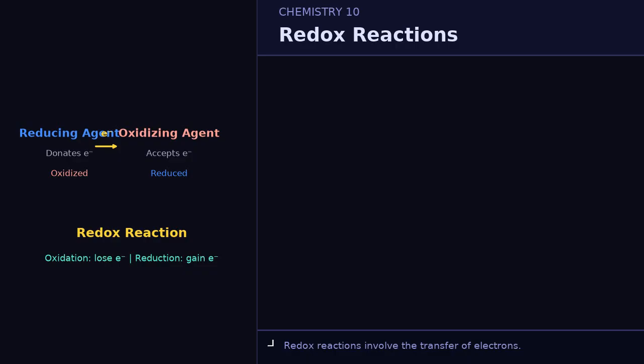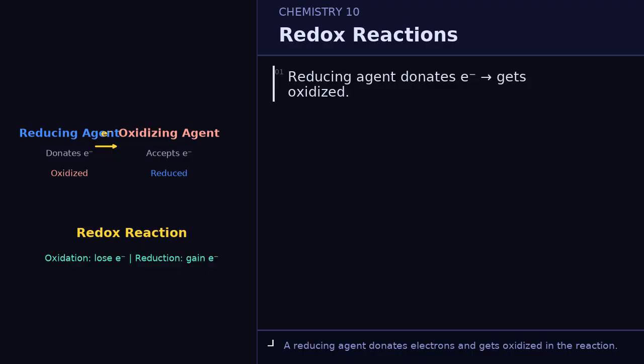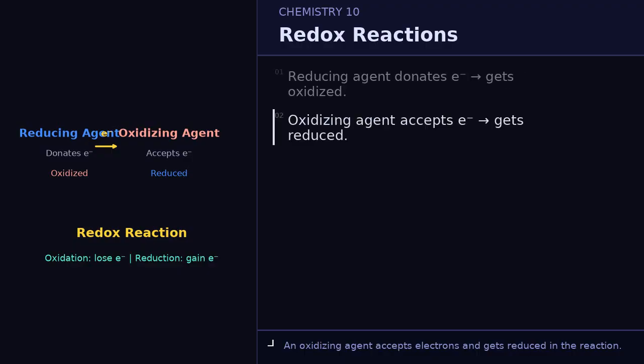Redox reactions involve the transfer of electrons. A reducing agent donates electrons and gets oxidized in the reaction. An oxidizing agent accepts electrons and gets reduced in the reaction.